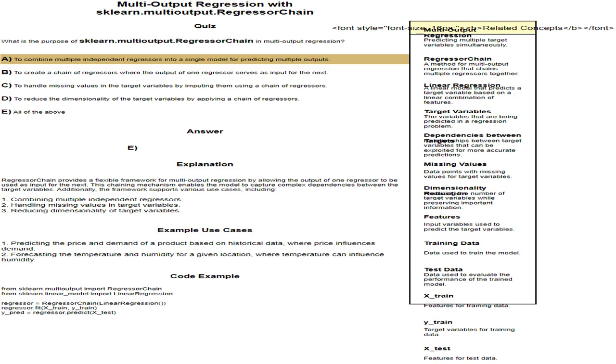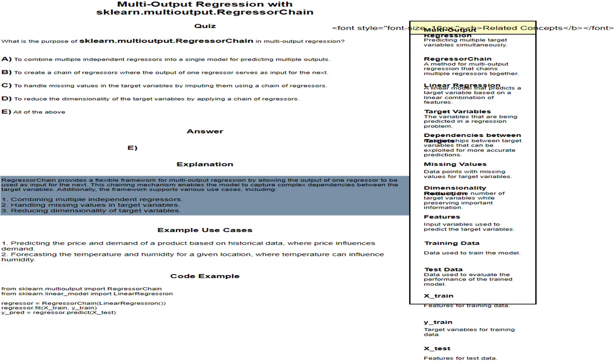To combine multiple independent regressors into a single model for predicting multiple outputs. This is correct as the regressor chain framework allows you to combine independent regressors like linear regression, decision tree regressor, etc. into a single model for predicting multiple outputs. This is one of the ways you can use the regressor chain.